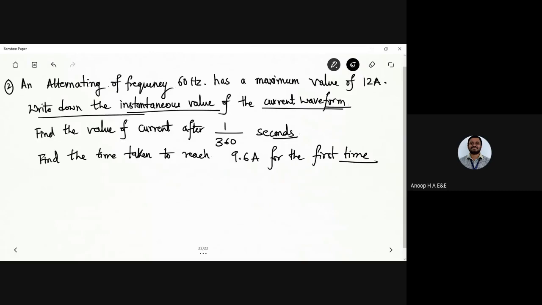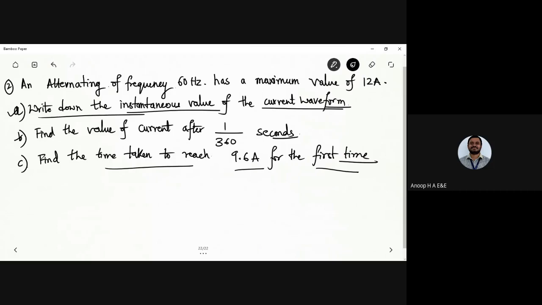Okay, so first one, you have to write down the instantaneous value of the current waveform, that everyone can do. I'll be able to tell you how to do it. And find the value of current after 1 divided by 360 seconds. That would be quite easy once you get to know the equation well. Next, the third part of the problem, where you have to find out the time taken to reach 9.6 amperes for the first time. What I'll be able to do is solve the first one and the second one. So if you are good with respect to the basics of electrical engineering, whatever I have taught you till date, you would be able to do this problem and submit me the answer.